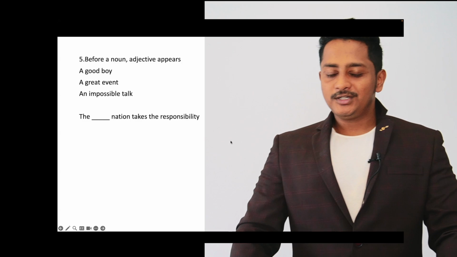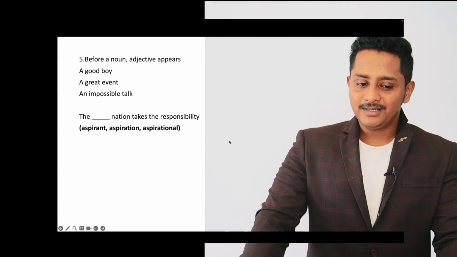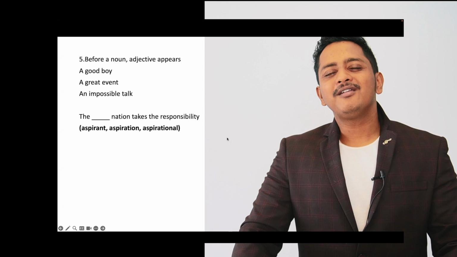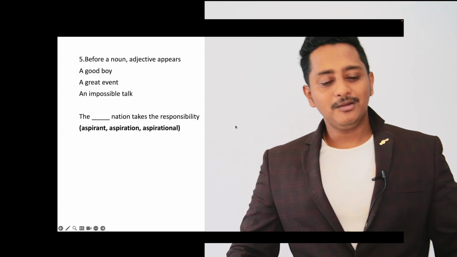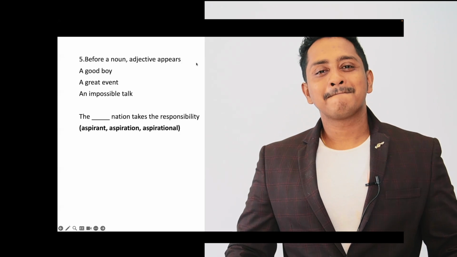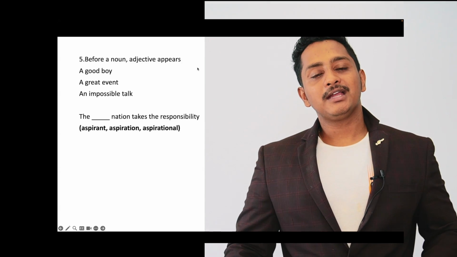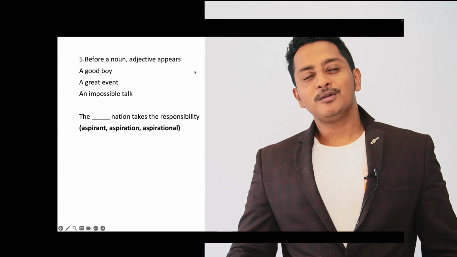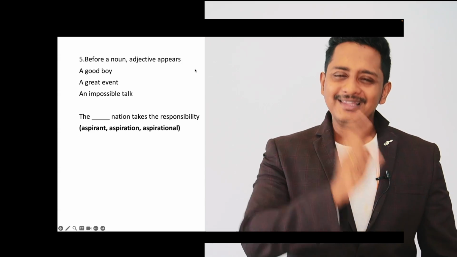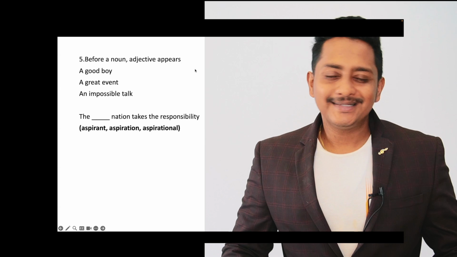The dash nation takes the responsibility now. Aspirant, aspiration, aspirational. Something like this will be there. 100%, 10% in the reading, writing, fill in the blanks. Now you need to know the concepts of nouns, verbs, adjectives, adverbs. I made a PTE reading grammar full course, almost close to 2 hours. Watch that one if you missed it. All these are required, otherwise I wouldn't have shared it, isn't it?